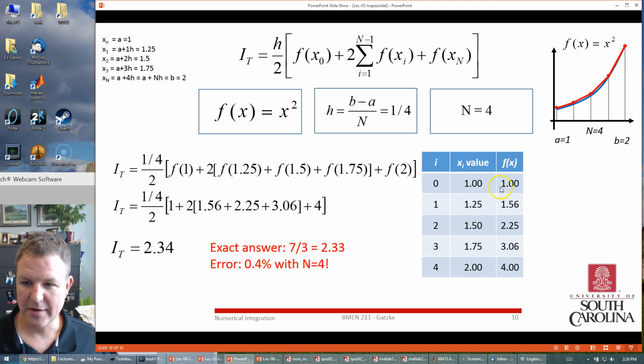Typically, you're going to end up making a table. The exact answer is 2.33, and our solution was 2.34, so it's very close to 2.33. If n equals 4, we get a very, very close approximation here.